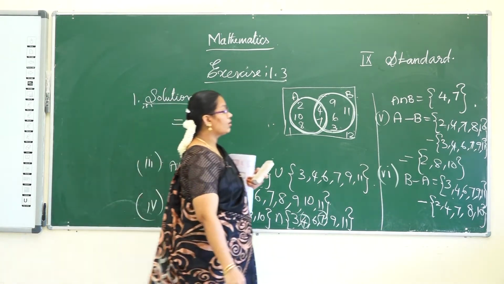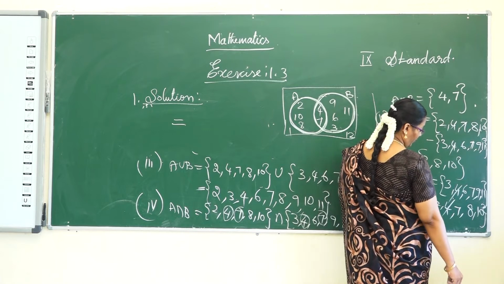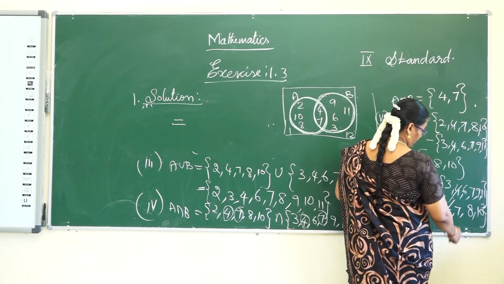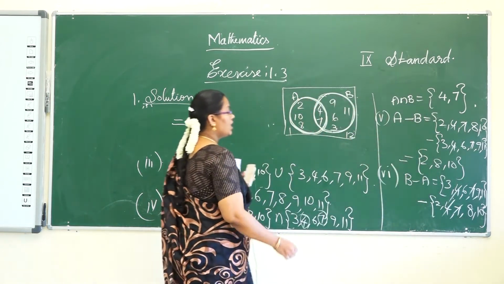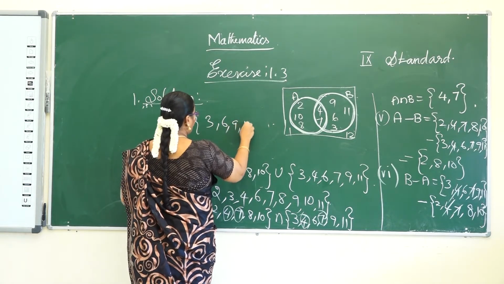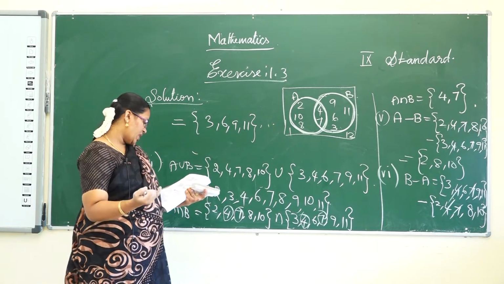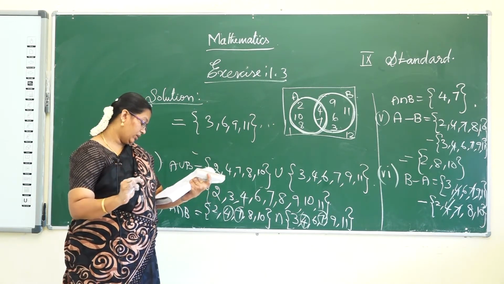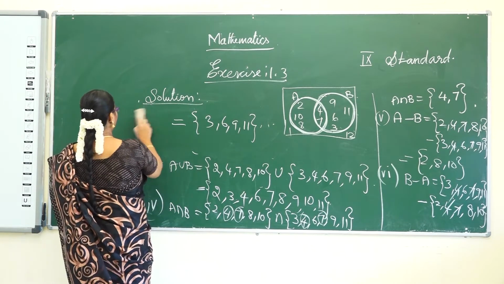So which terms are common? Which are the elements members? 4 will be cancelled and then 7, that's it. So what are the elements that remain? 3, 6, 9, 11. Okay. So seventh option, subdivision 7, 8, 9 is homework. Okay. So now move to the second problem.